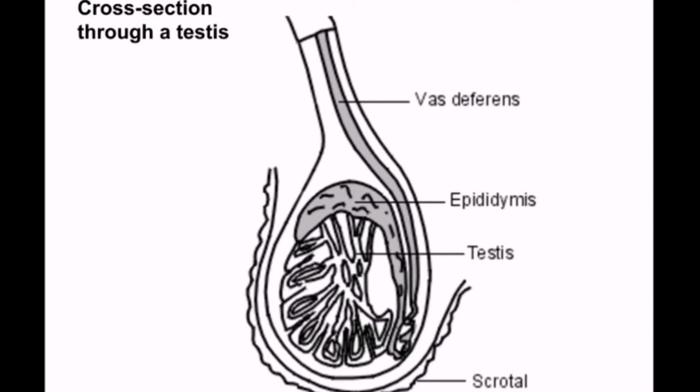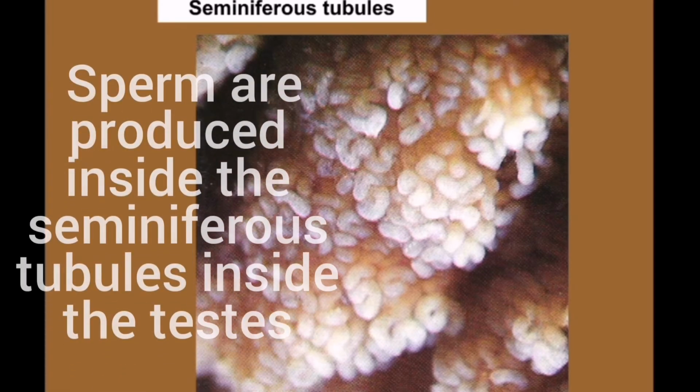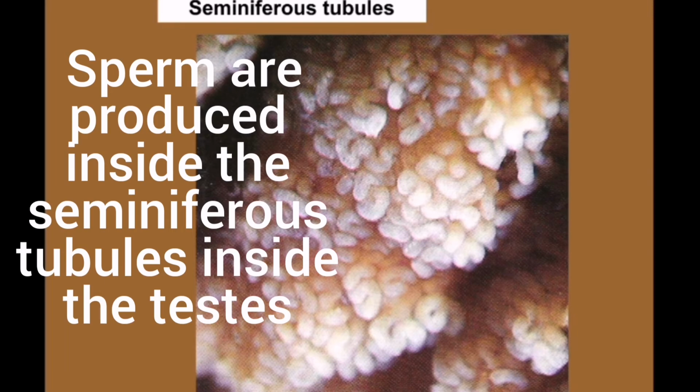So this is a cross-section of what a testis would look like inside. And you can see the testis itself inside is made up of lots of little tubes. If we had to look under a microscope, it looks like this. It looks like a pot of 2-minute noodles. I know it looks weird calling it 2-minute noodles, but these little tubes are called the seminiferous tubules. Now, the seminiferous tubules is where the sperm are made.